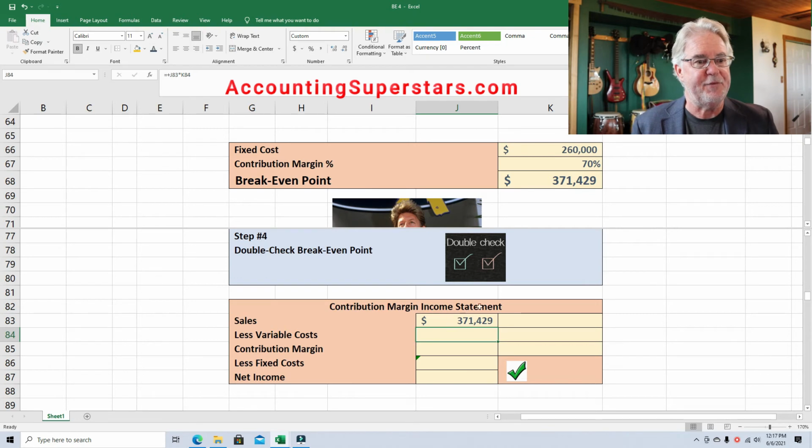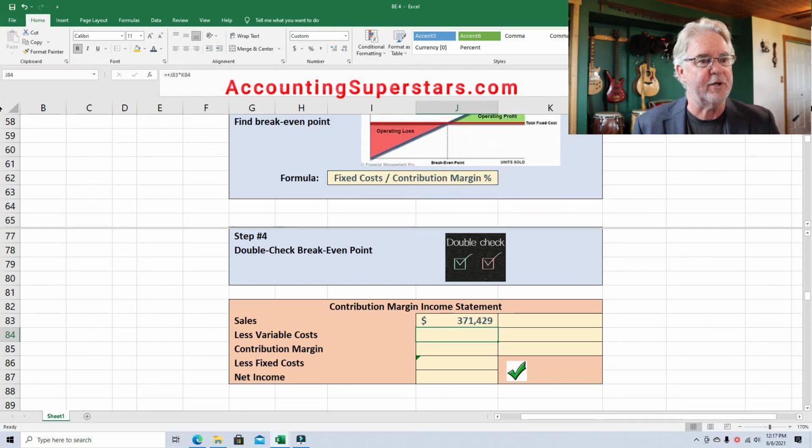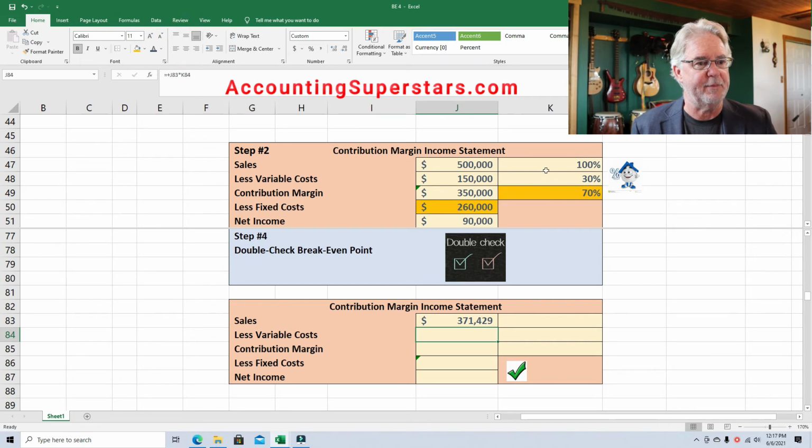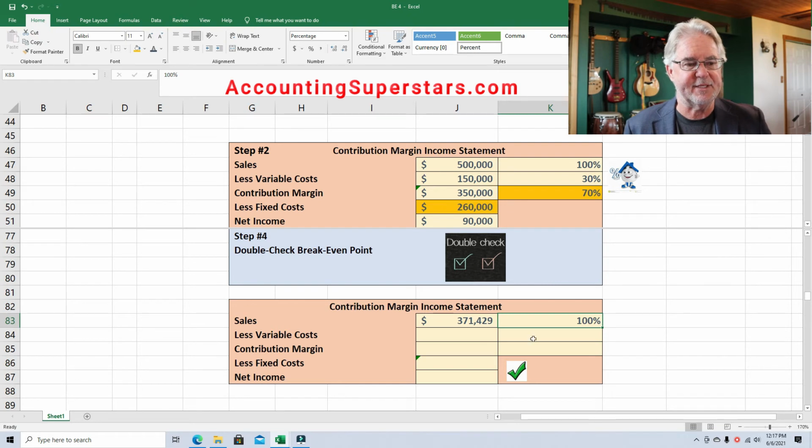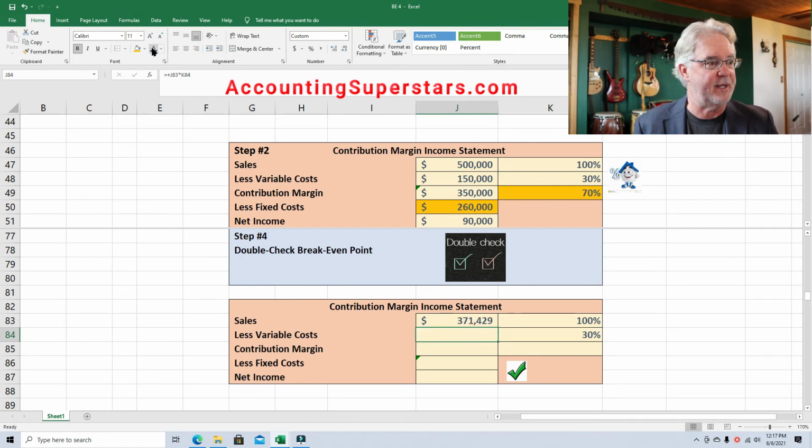Variable costs, we've got to figure that out real quick. It's easy to do. If you recall, we figured out these percentages a little while ago, right up here. So sales are always 100%. And for this company and this problem right here, variable costs are 30%. There you go. So to figure out the variable costs, all we have to do is take our sales, 371,429, multiply it by 30%, and we will have our variable costs. There you go. Contribution margin, all we do is subtract. So 371,429 minus 111,429 is 260,000.